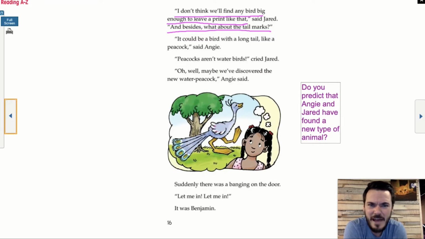"I don't think we'll find any bird big enough to leave a print like that," said Jared. "And besides, what about the tail marks?" "It could be a bird with a long tail, like a peacock," said Angie. "Peacocks aren't water birds," cried Jared. "Oh, well, maybe we've discovered the new water peacock," Angie said. Suddenly there was a banging on the door. "Let me in! Let me in!"